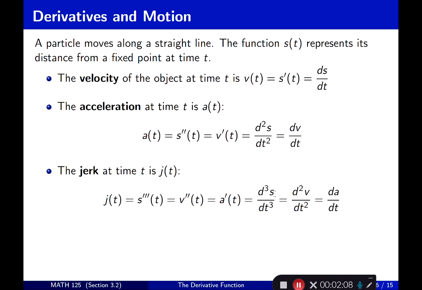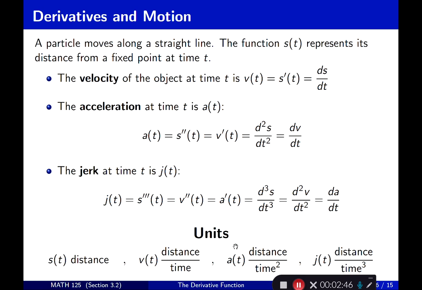And so it's the third derivative of s with respect to t here, and then the second derivative of v with respect to t, and then the first derivative of a with respect to t. And the jerk is also responsible for you feeling nauseous on roller coasters, because not only is the acceleration high, acceleration is changing basically.